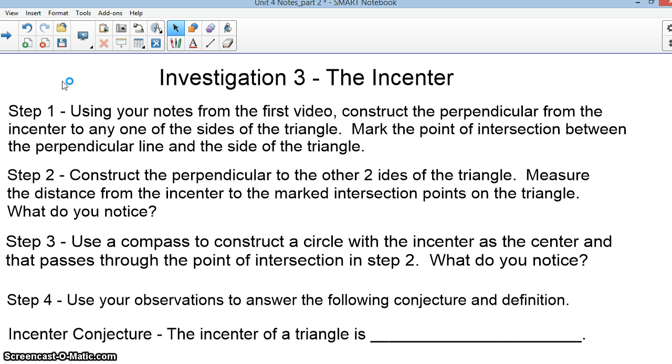Finally, on that step two, I want you to measure the distance from the incenter to the marked points on your triangle. What do you notice about the lengths of those sides?